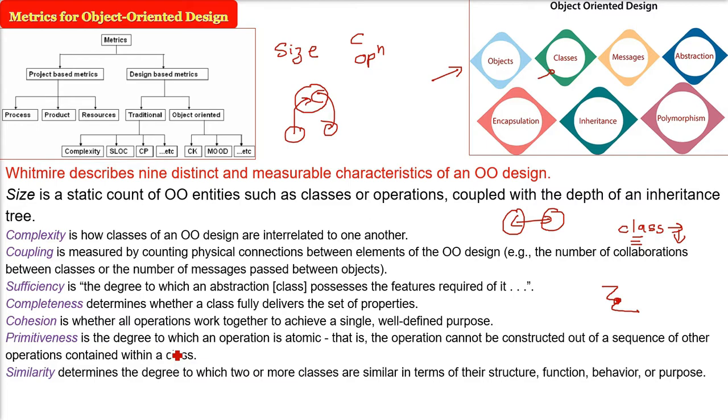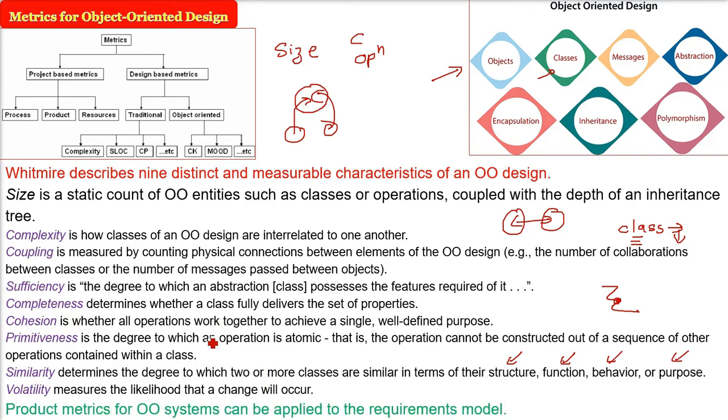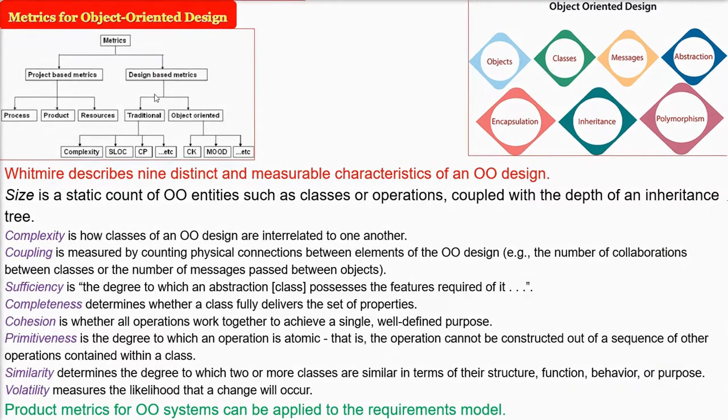Similarity determines the degree to which two or more classes are similar in terms of their structure, function, behavior, and purpose. Volatility measures the likelihood that a change or modification will occur. So all these are measurable characteristics, and the product metrics for the object-oriented system can be applied to the requirement model also. These are certain ways to understand the object-oriented design.